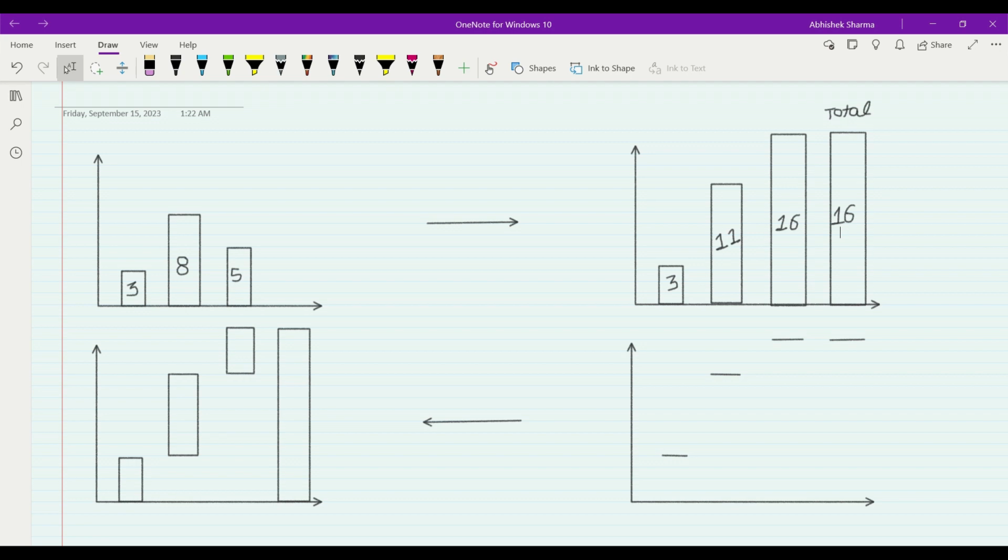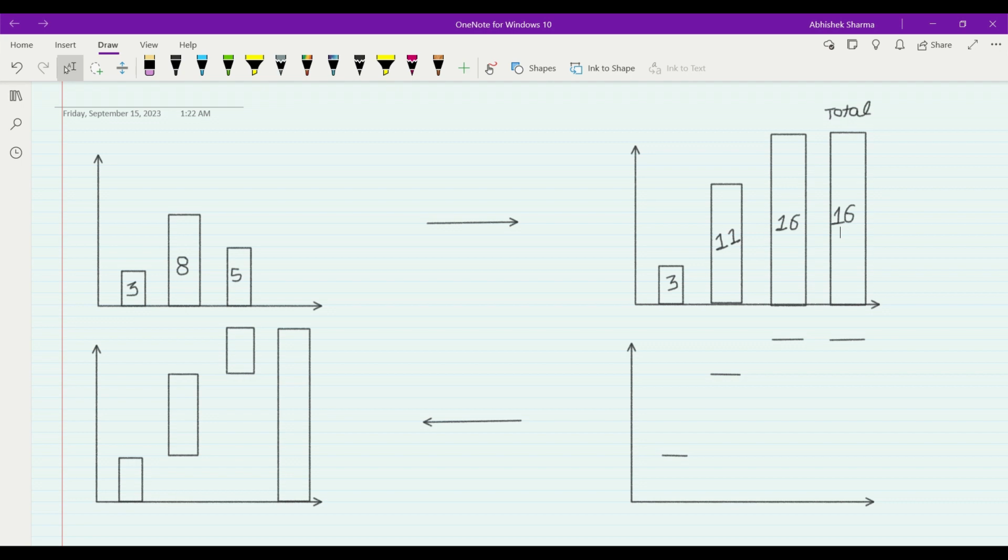So in the second step we will create a running total, which is nothing but the cumulative sum of values. For the first bar the value will be the same, that is 3. For the second bar the value will be the sum of 3 plus 8. Similarly, for the third bar, the value will be 3 plus 8 plus 5, that is 16. And we have also added a total. There is a significance of adding a total, which I will explain in the end.